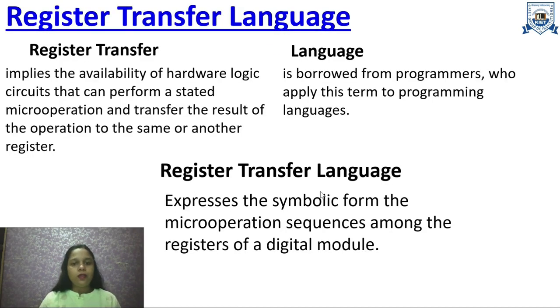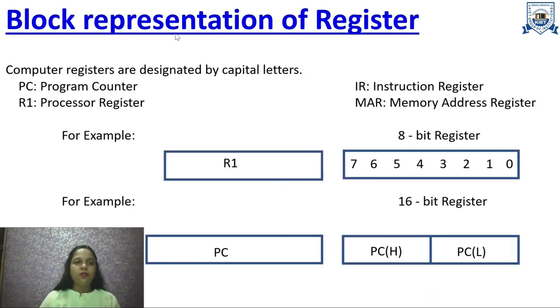We learned what register transfer language is. A register transfer language is a micro operation sequence of symbols which tells what we need to do in this program. Next we saw the block representation of a register. If it is an n-bit register, then the lower index will be 0 and the higher index will be n-1, and this is the block representation of the n-bit register. This is 8-bit and this is 16-bit.